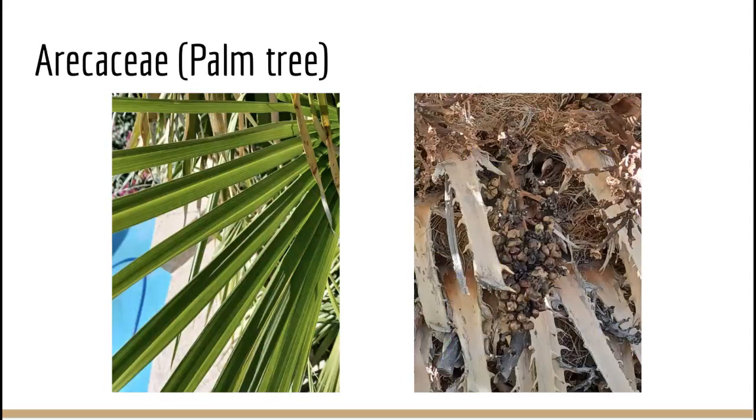And moving on to the monocots. This one, the official name, I'm not sure if I'm pronouncing it correctly, but it is the Ericaceae, which is more commonly known as the palm tree. And as you can see, looking at the palm leaves, the veins run parallel within each leaf.